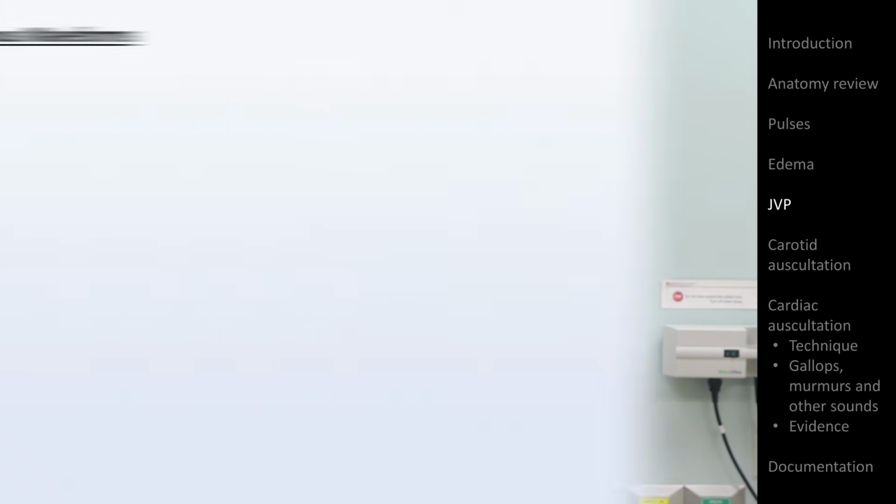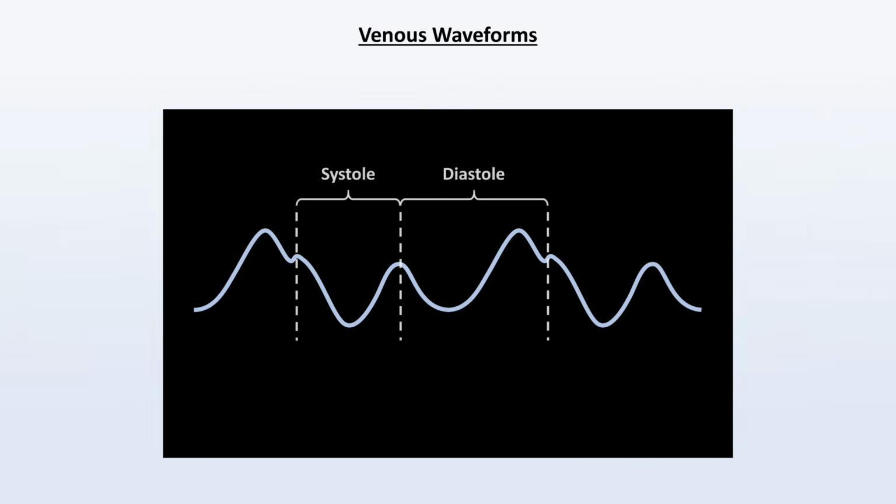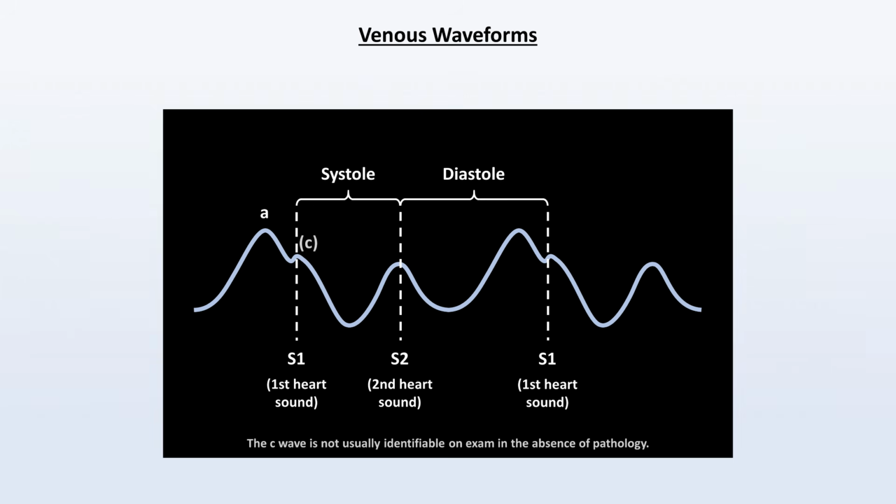In addition to determining whether or not the patient's JVP is elevated, you also want to observe the specific waveforms. As mentioned earlier, the normal venous waveform has 2 undulations per cardiac cycle. The first outward movement occurs immediately before S1. This is known as the A wave, which is caused by atrial contraction. It's followed by the X descent. Then the V wave occurs around S2, followed by the Y descent.